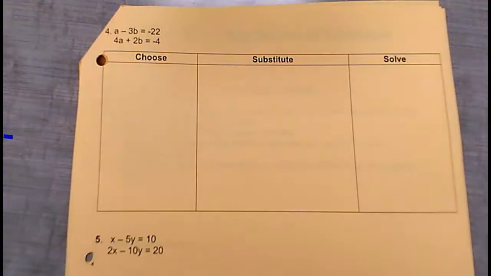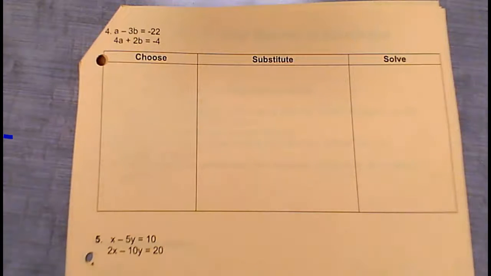This is called solve by substitution. What do you think solve by substitution means? I am a substitute. I am taking the place of your regular teacher. Substitute is when something takes the place of something else. So we're going to let one variable take the place of something else.